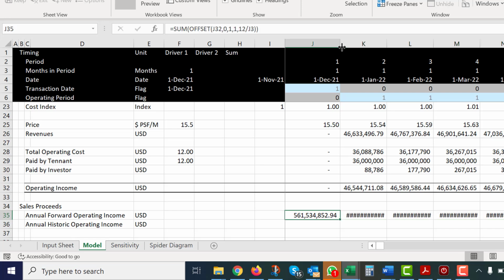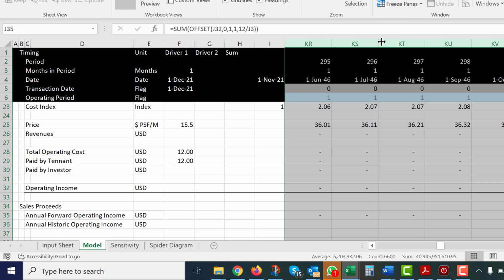Okay, and I can't get the formatting right. The stupid, God darn it.